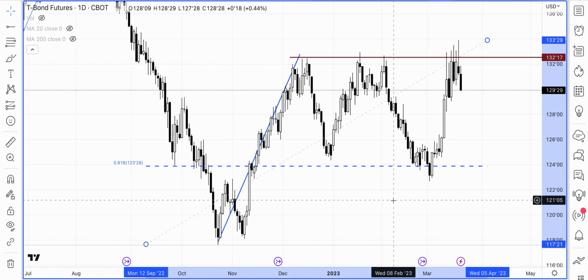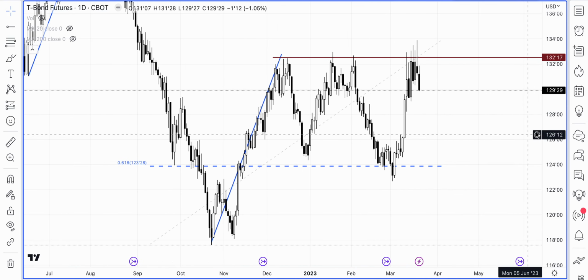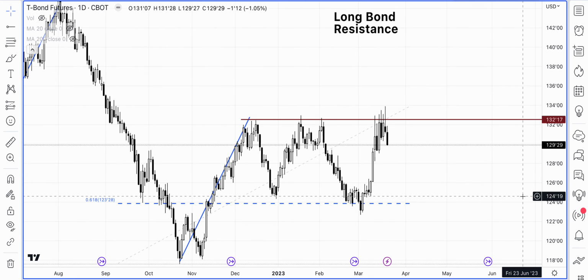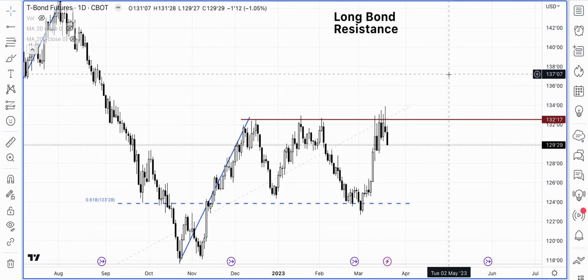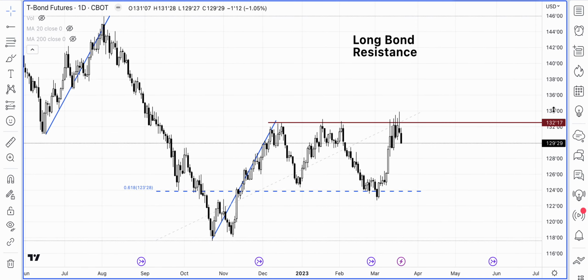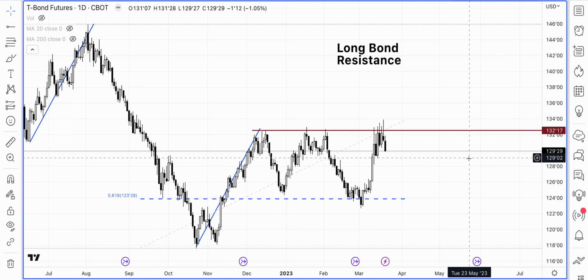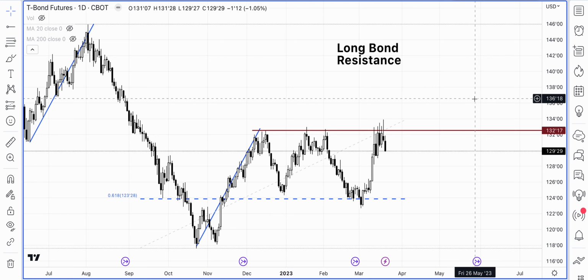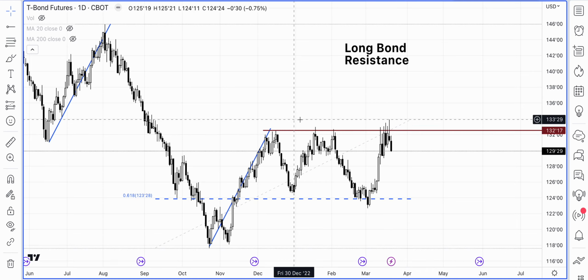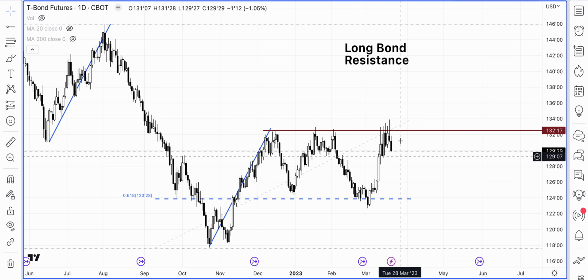So guys, what we are looking at here is the long bond chart. Long bond is the US Treasury T-bond futures chart. So it is a 30-year bond maturity futures chart. Here, what I want to draw your attention to is this resistance line right at the 132.17 level, and that has been a strong resistance which the market has not been able to take out on one, two, three, and the fourth occasion has tried several times.